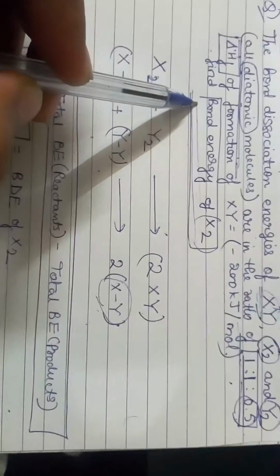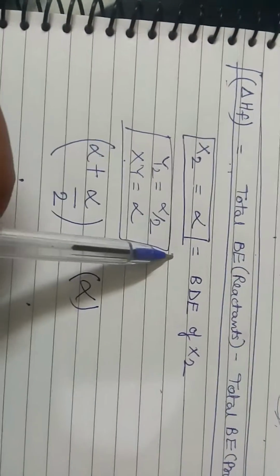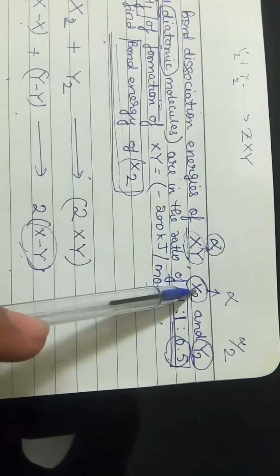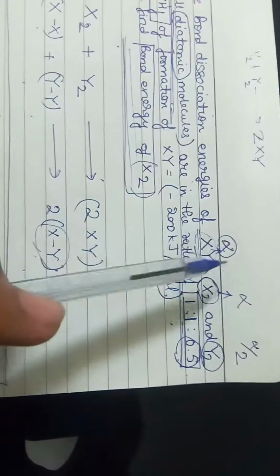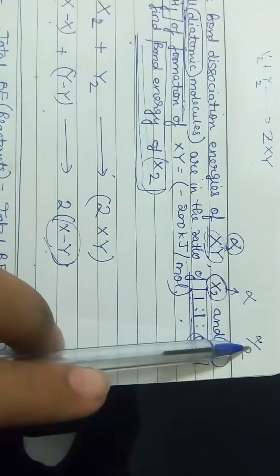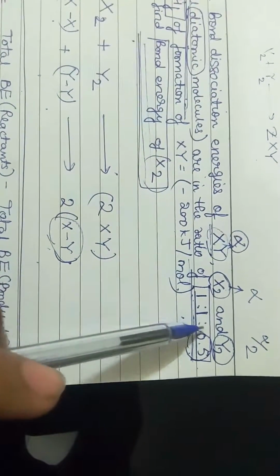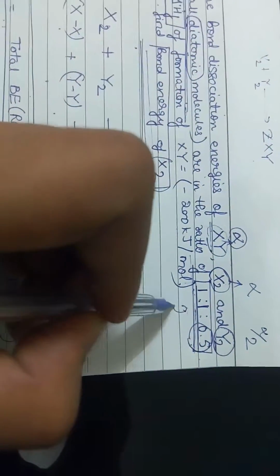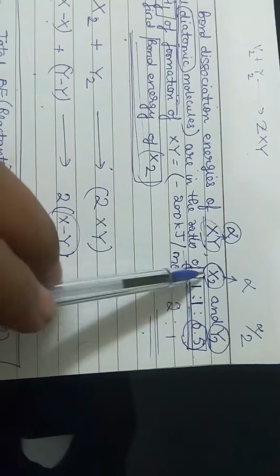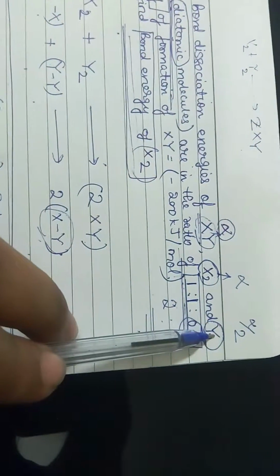So using basic algebra, let us consider the bond energy of X2, the bond dissociation energy of X2, to be equal to alpha, say. Considering the simple mathematical ratio given in the question, if the bond energy of X2 is alpha, the bond energy of XY will also be alpha, since they are in a 1:1 ratio. But the bond energy of Y2 will be alpha by 2, because it is in a ratio of 1:0.5, or 2:1. So 1:0.5 is the same as 2:1. If this has a bond energy of alpha, this will have a bond energy of alpha by 2.